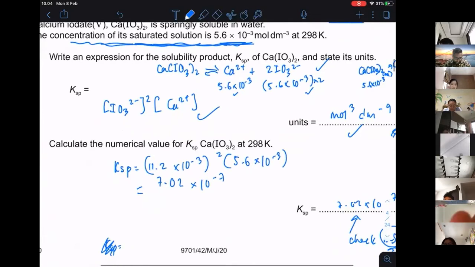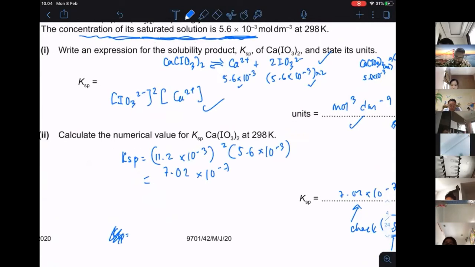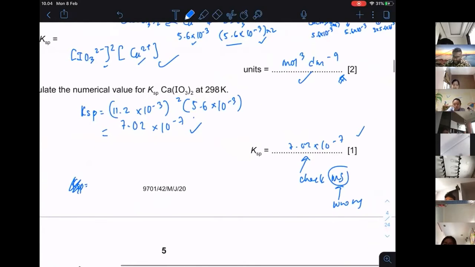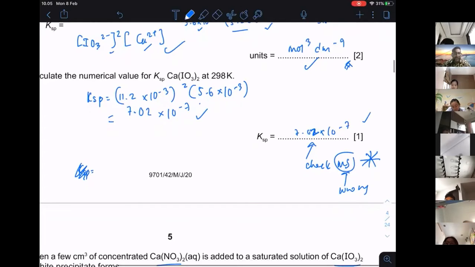For the Ksp value, calculate, replace with the value that we have, and you will get this. This is what I want to highlight. Check your marking key, because the marking key states 7.03. It is impossible to get 7.03, so double check with your marking key. It's supposed to be 7.02 times 10 negative 7.